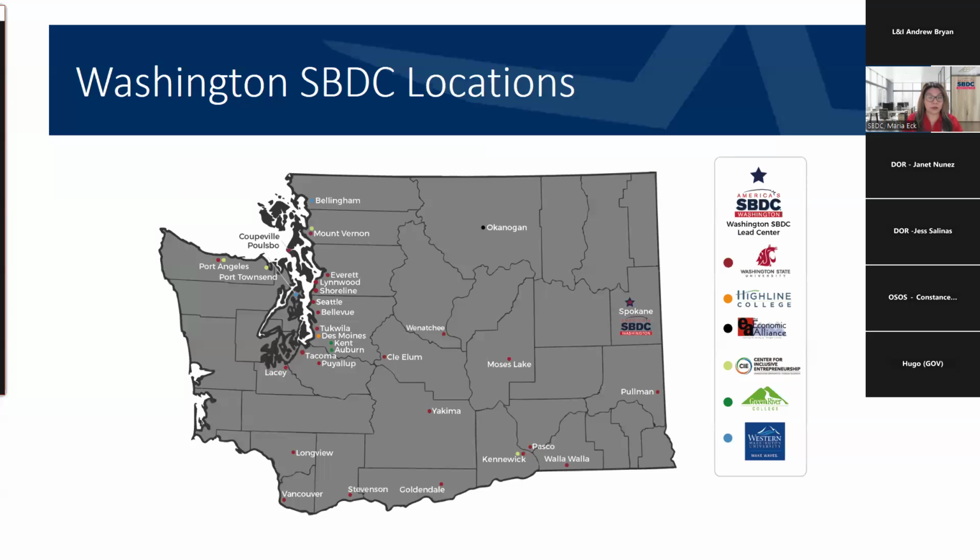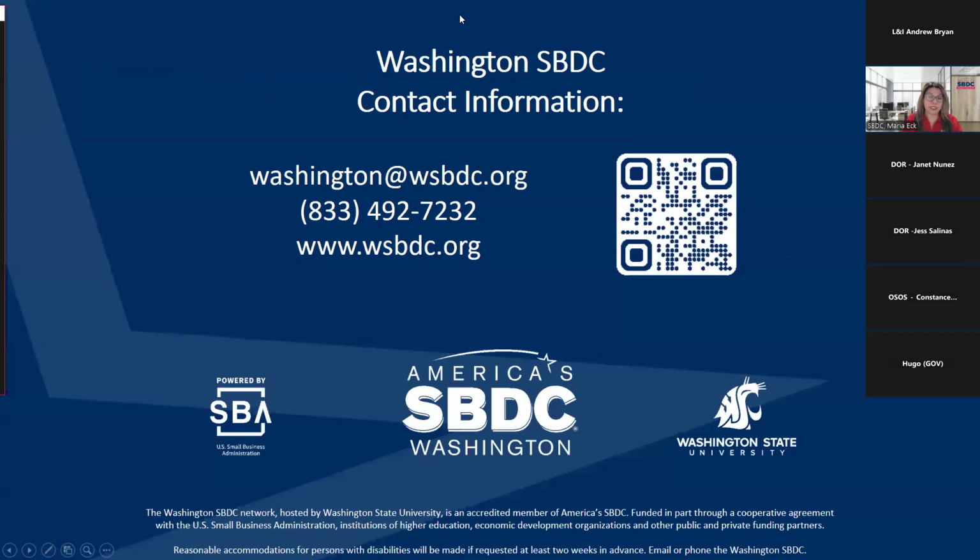We have over 30 locations around the state with our lead office in Spokane. One of our team members will assist you in registering for our services. If you're interested in getting in contact with us, you can visit us on the web, email us at washington@wsbdc.org, or call us at the number listed here, 833-492-7232. You can also scan the QR code here to find the center closest to you.